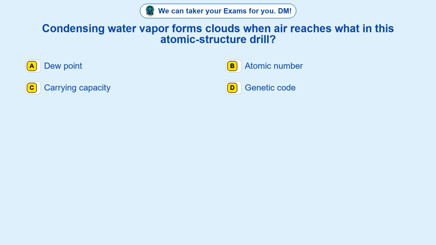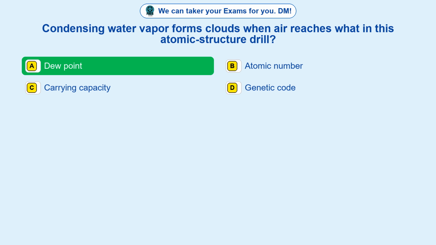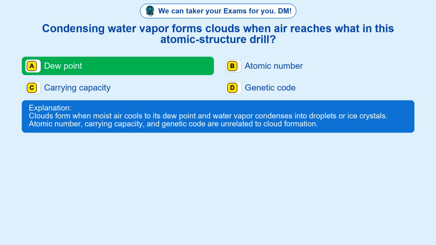Question 99. Condensing water vapor forms clouds when air reaches what in this atomic structure drill? Option A, dew point. Option B, atomic number. Option C, carrying capacity. Option D, genetic code. The correct answer is option A. Dew point. Clouds form when moist air cools to its dew point and water vapor condenses into droplets or ice crystals. Atomic number, carrying capacity, and genetic code are unrelated to cloud formation.